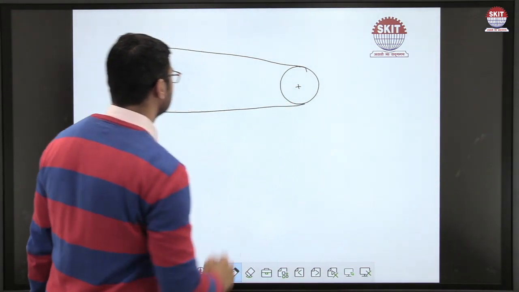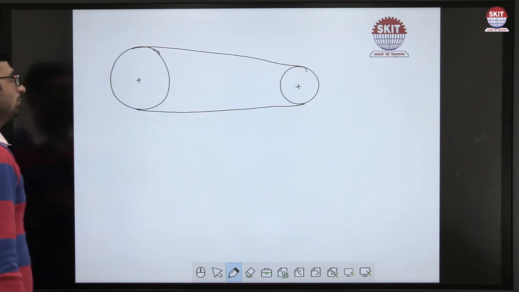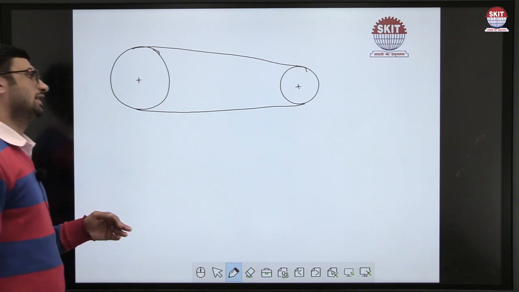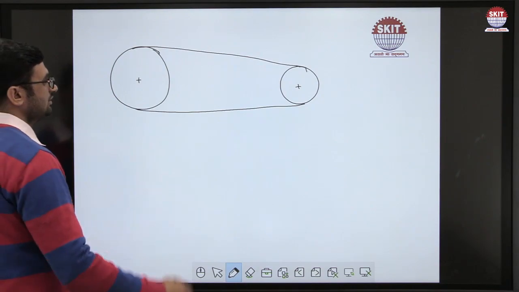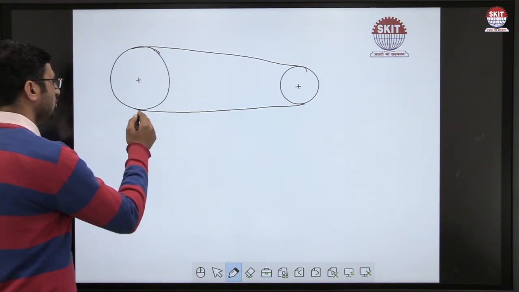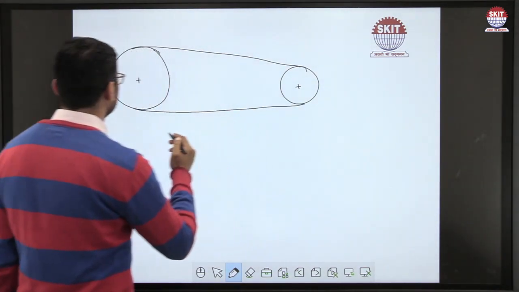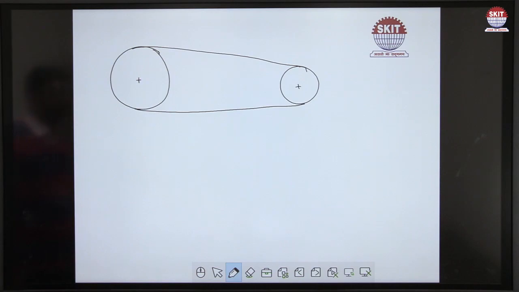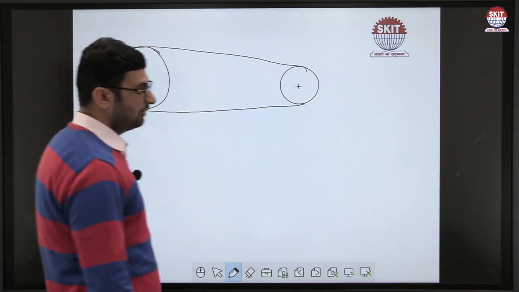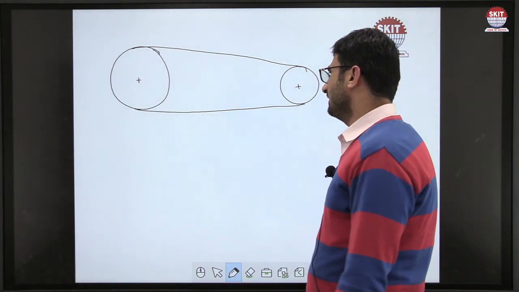For the power transmission, we connect these two pulleys with the help of a belt, which can be a flat belt and a V belt also, and maybe a chain, but here we discuss only belt drive. So we connect these two pulleys with a belt. Of these two pulleys, one is known as the driver pulley and the other is known as the driven pulley or follower pulley. So the question is, which pulley is the driver pulley and which is the driven pulley?